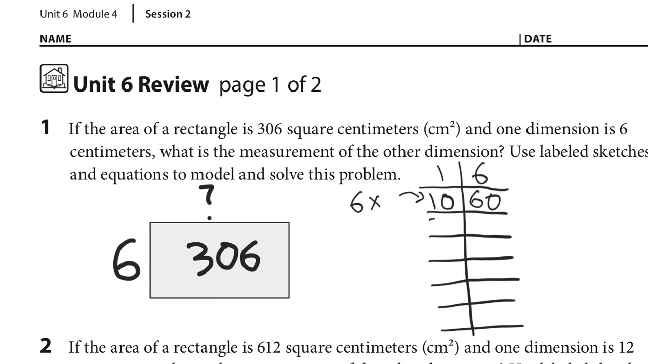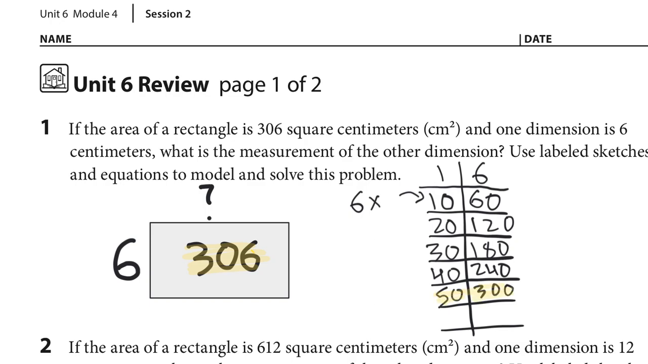Okay, what if I add 10 more? Now I have 20. 6 times 20 is 120. What about 6 times 30? Well, that's 180. What about 40? Well, 6 times 40 is 240. What about 6 times 50? Well, that's 300. Hopefully your mind noticed we're trying to get to 306. Let me fix that real quick. 6 times 50 is 300.